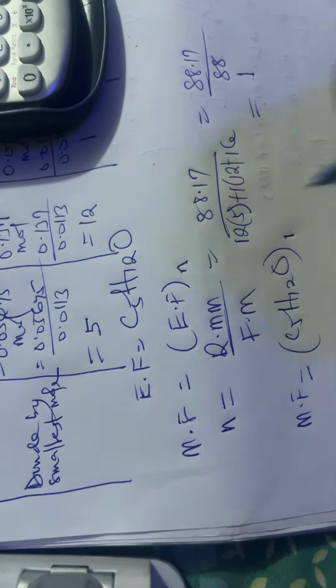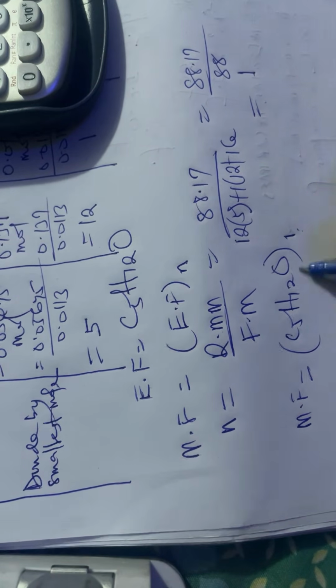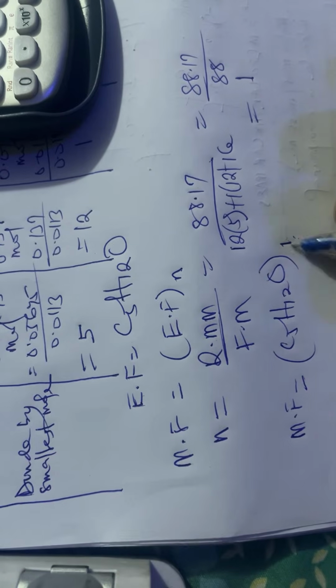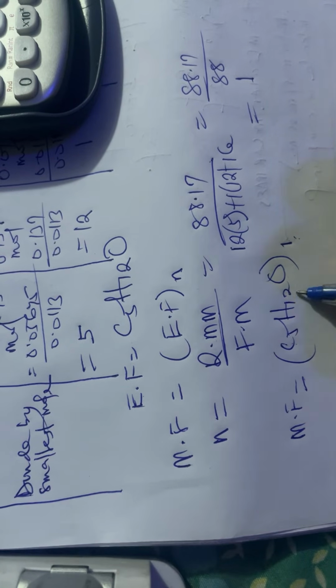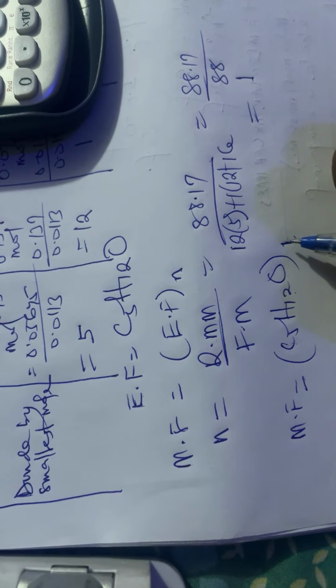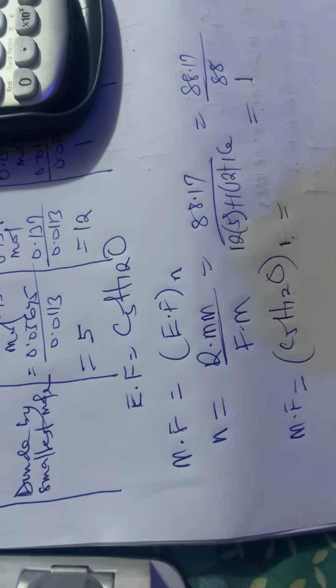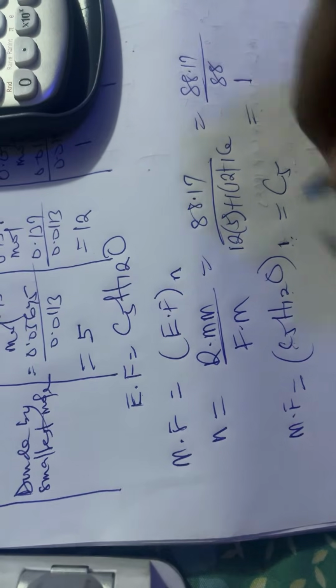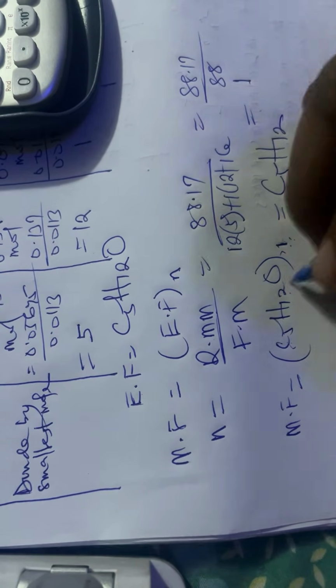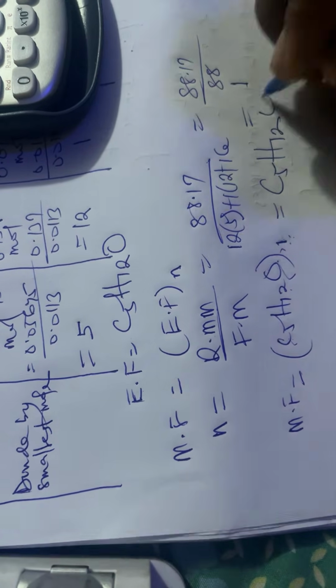C5H12O, then 1. Any number you see here is what will multiply inside. If n were 2, carbon will be 10, hydrogen will be 24, oxygen will be 2. The aim of getting your n is to multiply it into your empirical formula. So 1 times 5 will still give us 5. 1 times 12 will still give us 12. 1 times 1, oxygen is 1 here, will still give us 1.